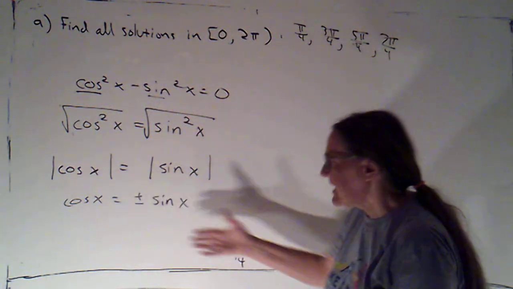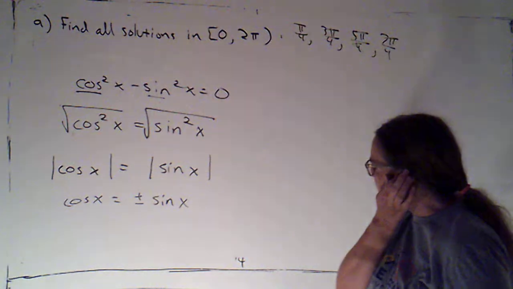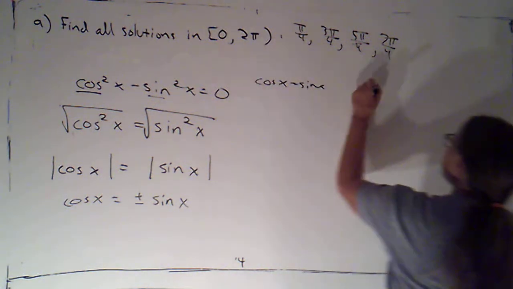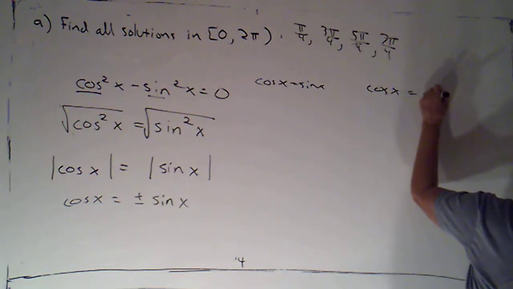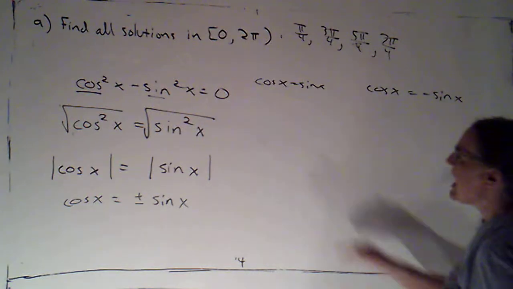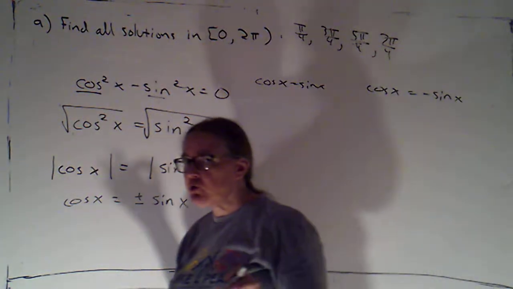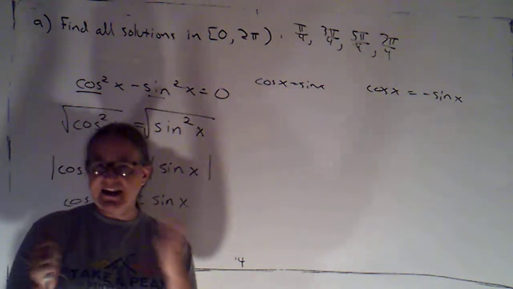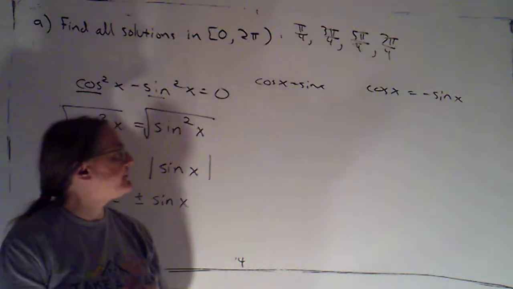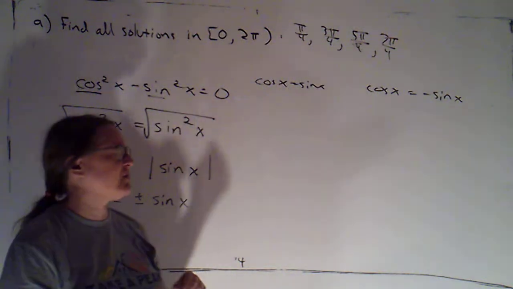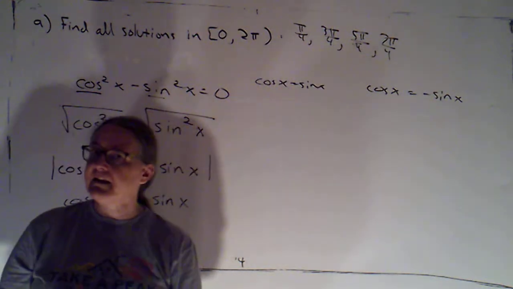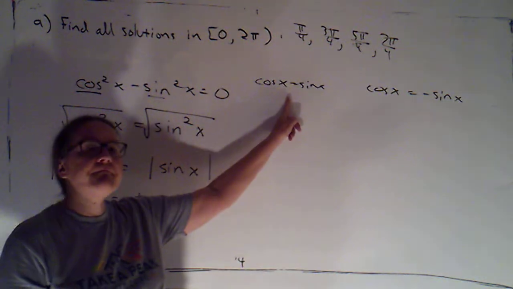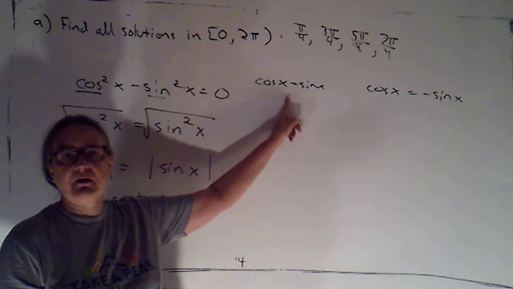Now, that's essentially 2 equations. Cosine x equals sine x and cosine x equals negative sine x. Okay. And they both have two trig functions. Usually, we don't like to see that. We don't want to have two different trig functions in the same equation, because that makes it harder to solve. But this is a very special relationship.